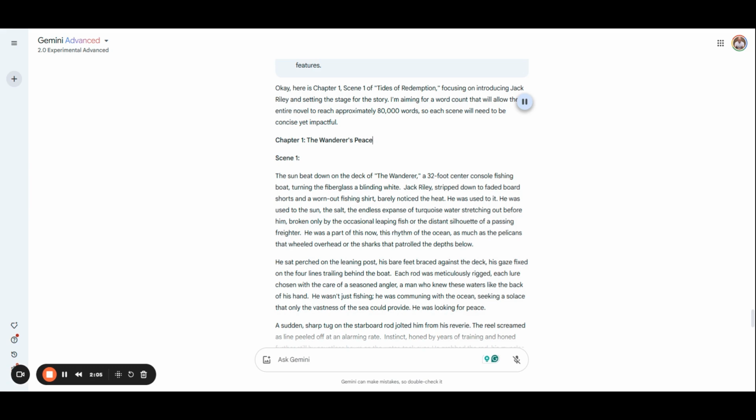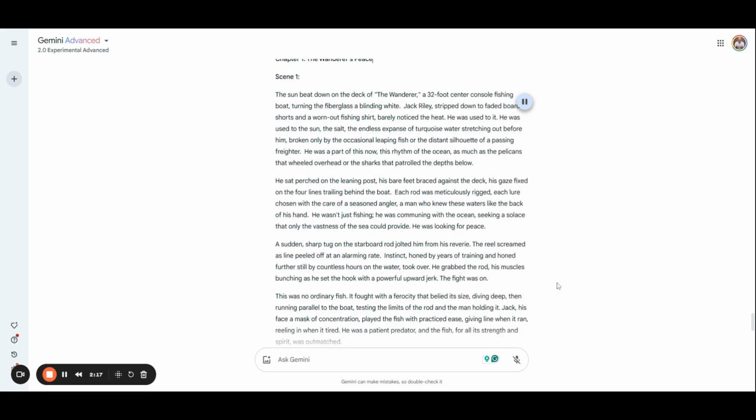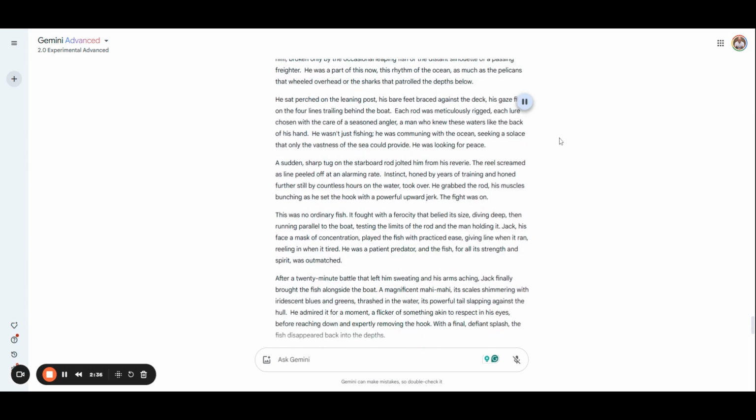He was a part of this rhythm of the ocean, as much as the pelicans that wheeled overhead or the sharks below. He sat on the leaning post, his bare feet braced against the deck, his gaze fixed on the 4 lines trailing behind the boat. Each rod was meticulously rigged, each lure chosen with the care of a seasoned angler, a man who knew these waters. He wasn't just fishing, he was communing with the ocean, seeking a solace that only the vastness of the sea could provide. A sudden, sharp tug on the starboard rod jolted him.